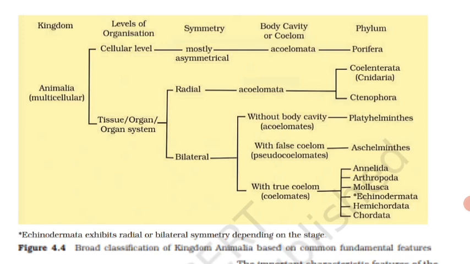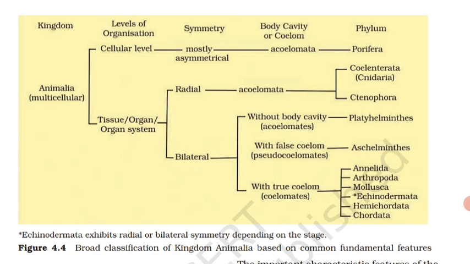Aschelminths are known as having a false coelom, pseudocoelomate. Annelida, Arthropoda, Mollusca, Echinodermata, Hemichordata, and Chordata, with true coelom, are called coelomate and possess bilateral symmetry. The important characteristic features of different phyla are described here. We are going to read the phylum first, Porifera.